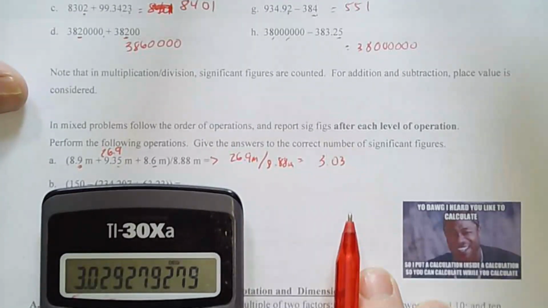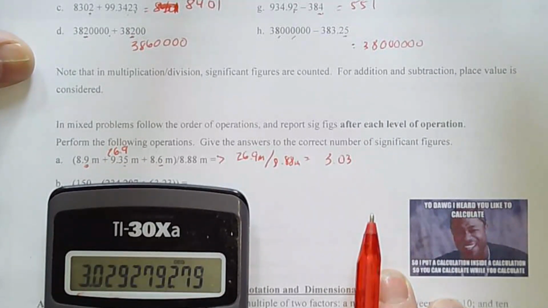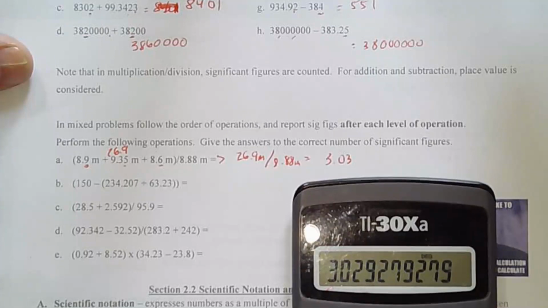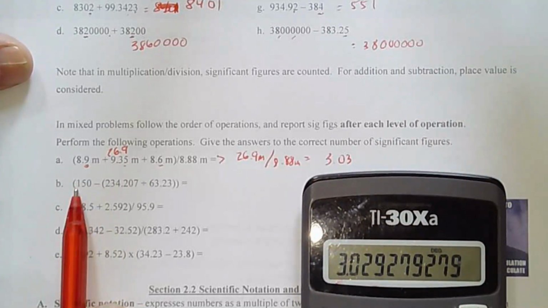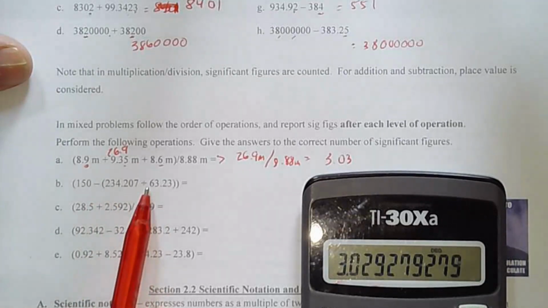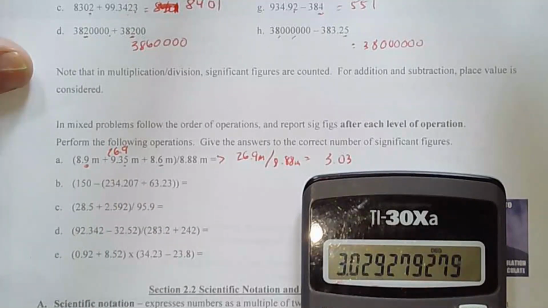than just straight addition or multiplication. Okay, we go on to the next one. Got this 150 minus, and then you've got these numbers in parentheses with a division symbol. So order of operations says we do this in the parentheses first.